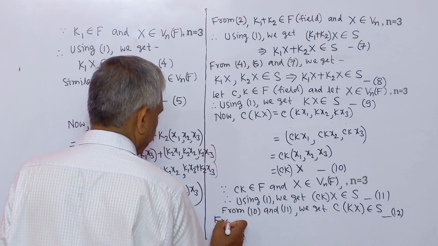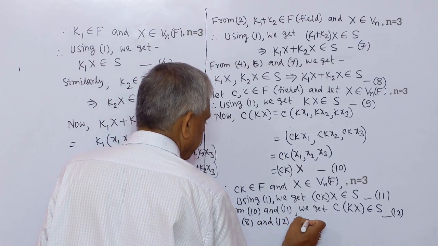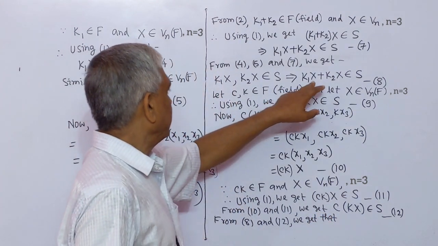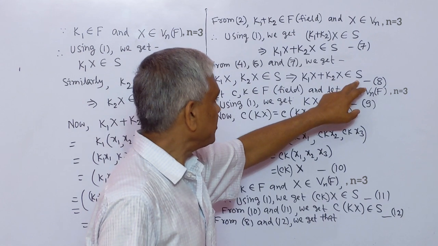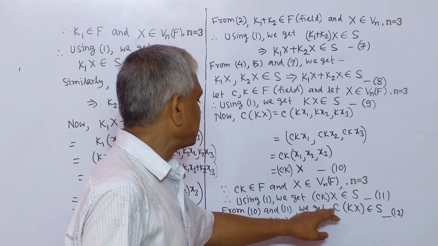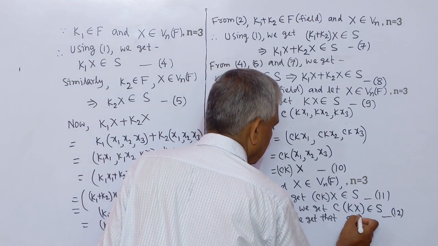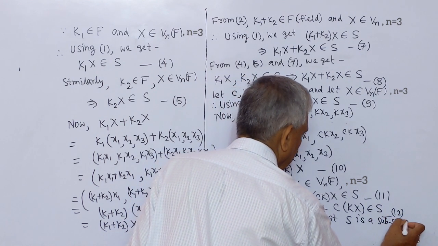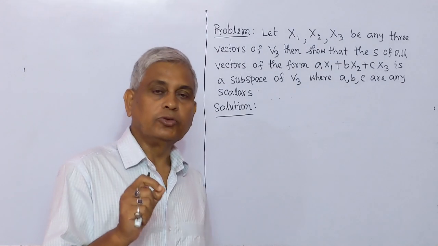From 8 and 12 we get that addition of two members of S belongs to S and multiplication of the vector Kx with scalar C belongs to S, denotes that S is a subspace of V and F. Proved. Now we solve the next problem.